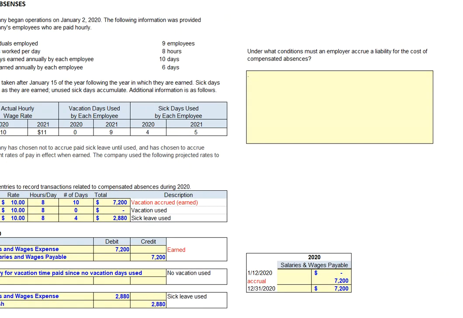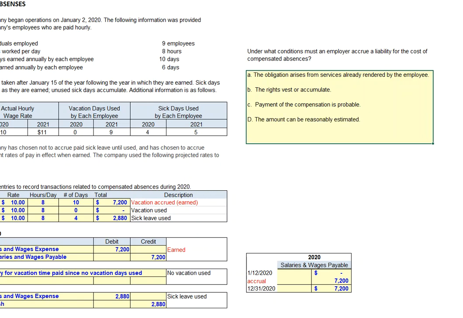And finally, one last question. Again, under what conditions must an employer accrue a liability for the cost of compensated absences? And it required 4 conditions to be met. The first was that the obligation arises from services that have already been rendered by the employee, the rights vest or accumulate, the payment of the compensation is probable, and the amount can be reasonably estimated.